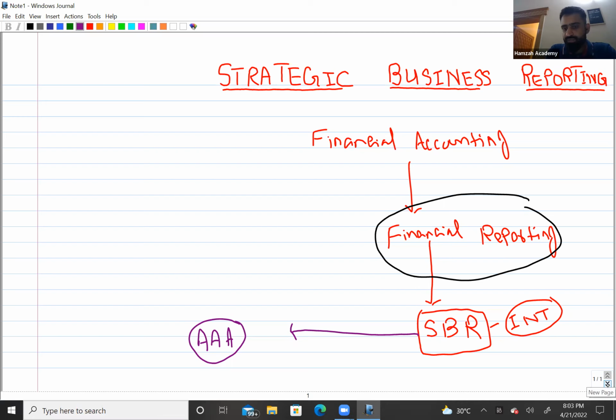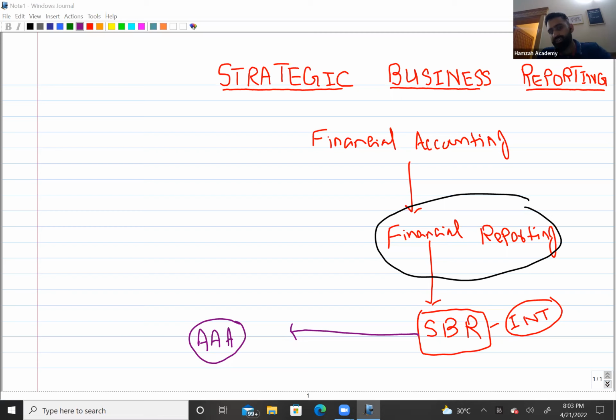Now, what are we going to learn in SBR? We are going to learn the accounting standards: how to report financial transactions in a financial statement, and how to report financial transactions in a consolidated financial statement. We are also going to learn the cash flow statement and many more things. But primarily, we are going to study the accounting standards.